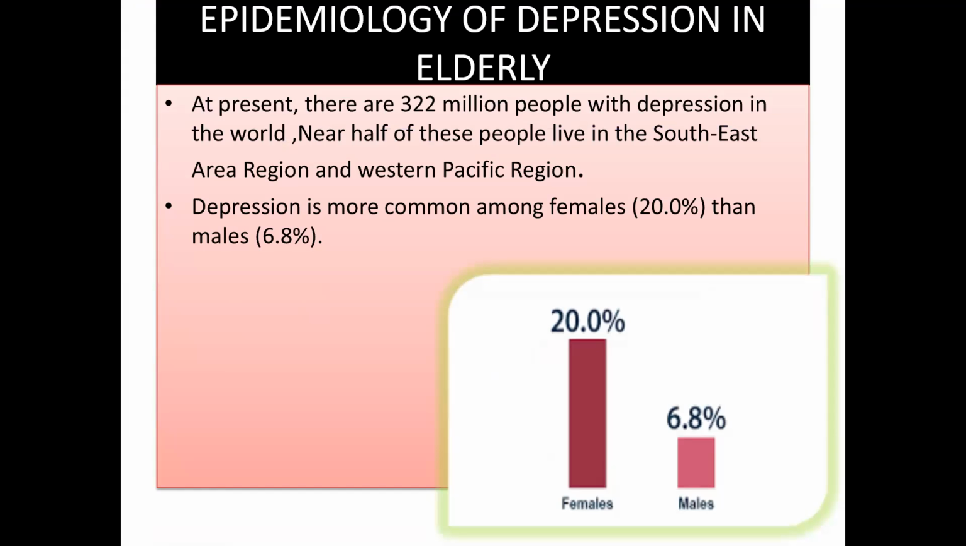Epidemiology of depression in the elderly. At present, there are 322 million people with depression in the world. Nearly half of these people live in the Southeast Asia region and Western Pacific region. Depression is more common among females, that is 20%, than males, that is 6.8%.